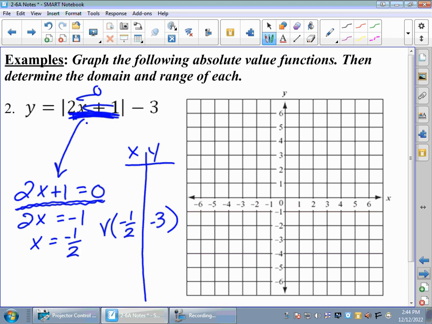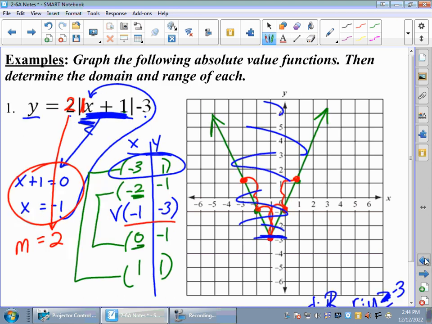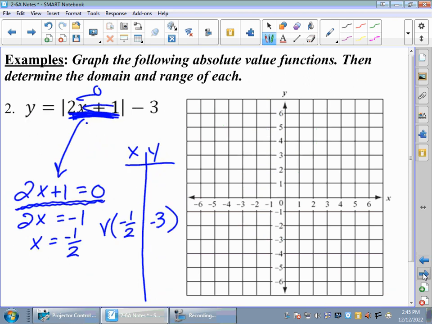Same exact problem. The 2 is now on the inside. My vertex doesn't shift over the whole negative 1. Because we multiplied by 2 first, it got twice as big, which means I don't need as big a number to make 0. So I didn't move over negative 1 anymore. I'm at negative 1/2, negative 3. Okay, and then everything else is the same.